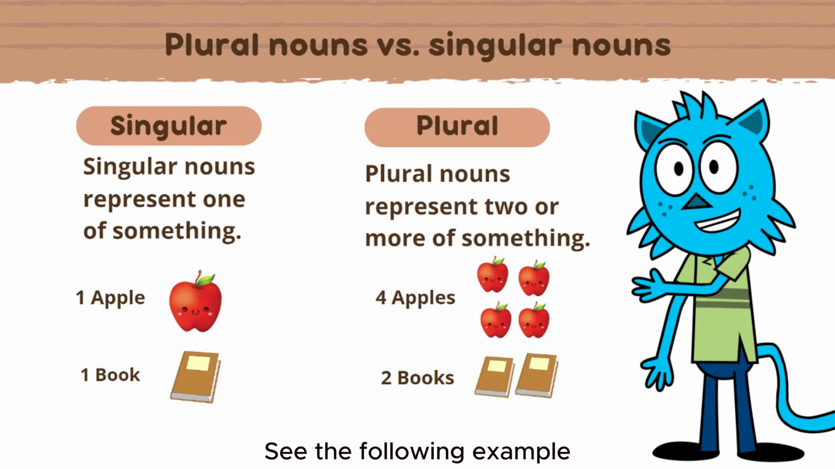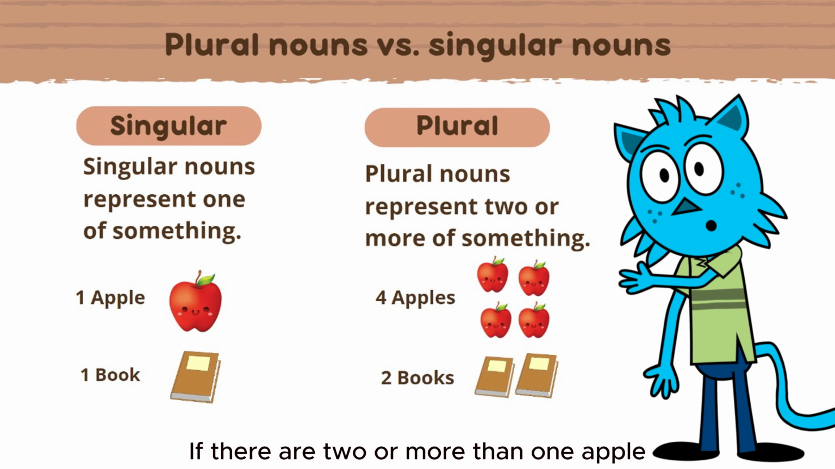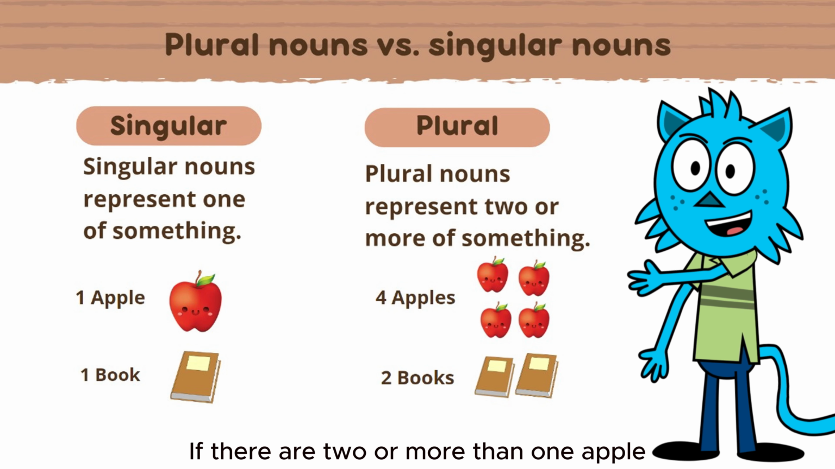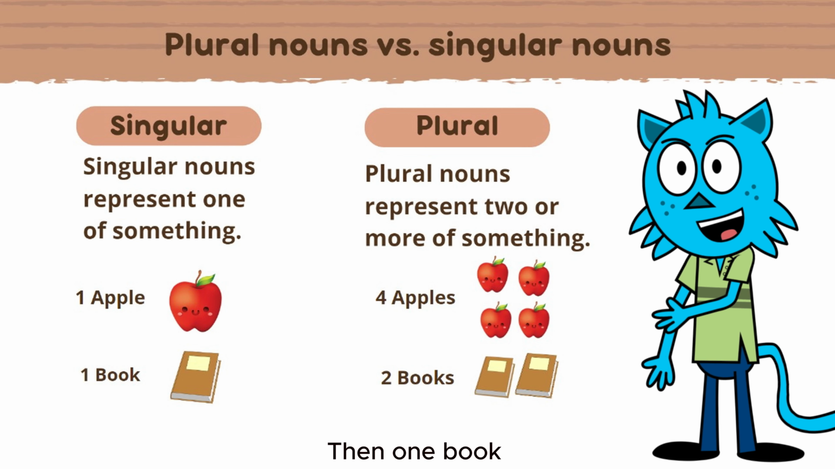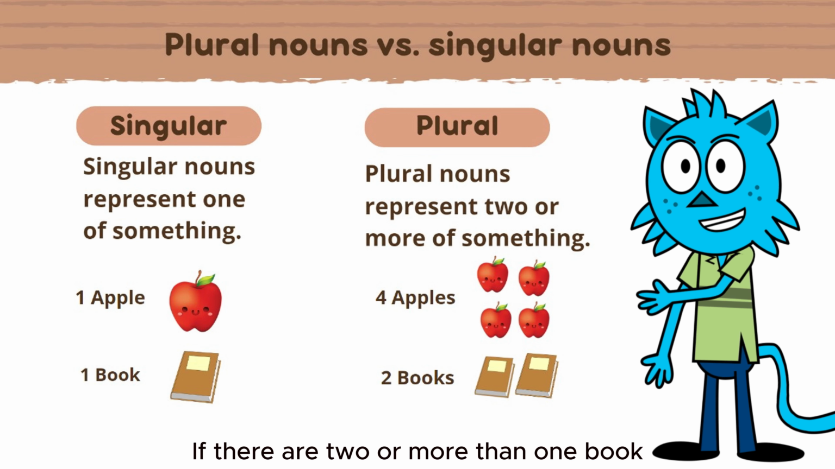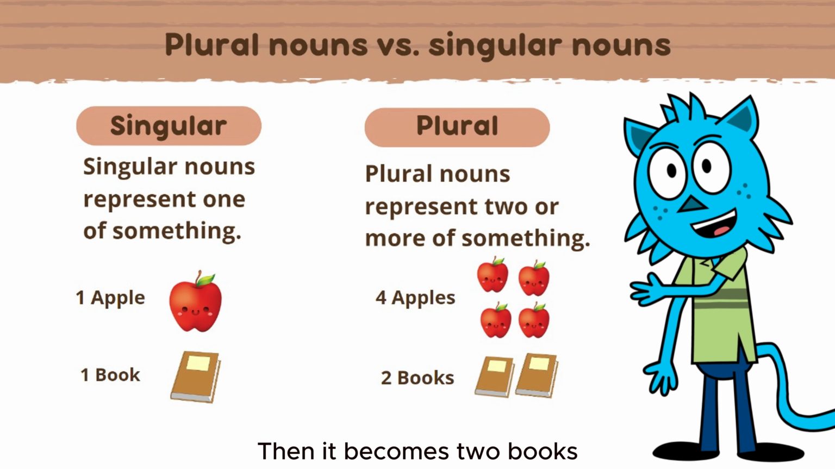See the following example. Here there is one apple. If there are two or more than one apple, then it becomes two apples. Then one book. If there are two or more than one book, then it becomes two books.